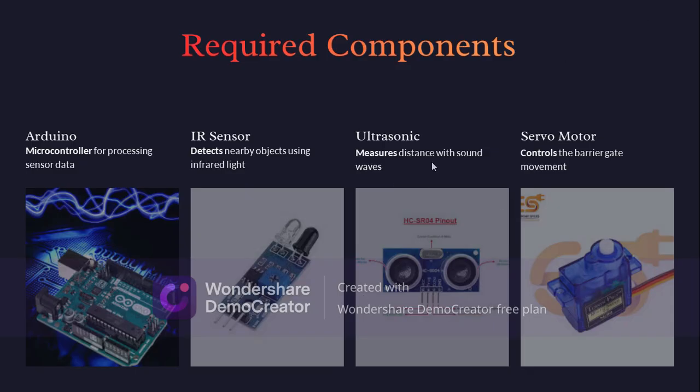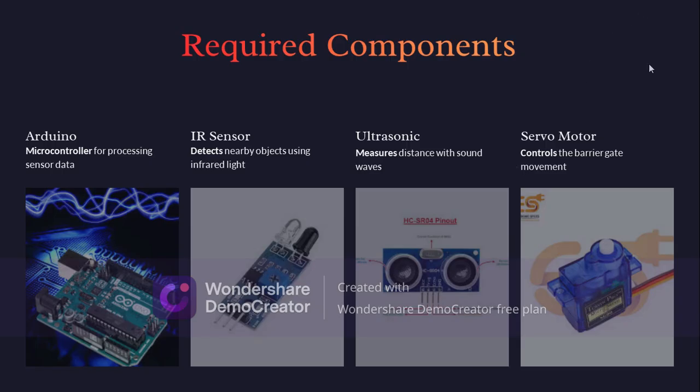Now the IR sensor. The IR sensor is used to improve accuracy and safety. I also use an IR sensor module. The IR sensor detects whether a vehicle is directly in front of the barrier. It works by emitting infrared light and detecting its reflection from nearby objects. So it is used for that purpose.